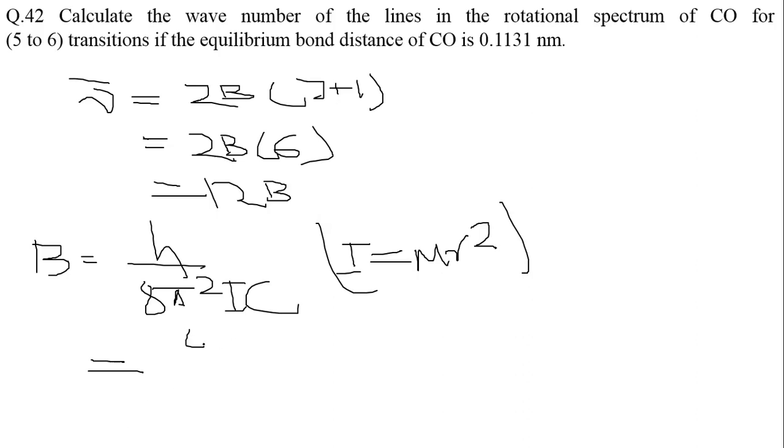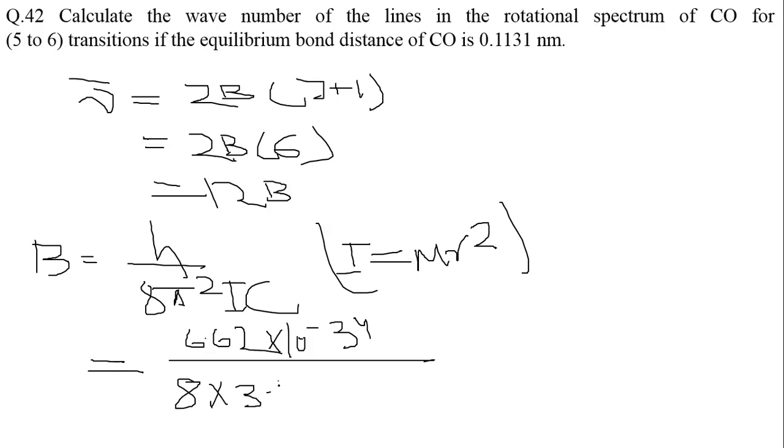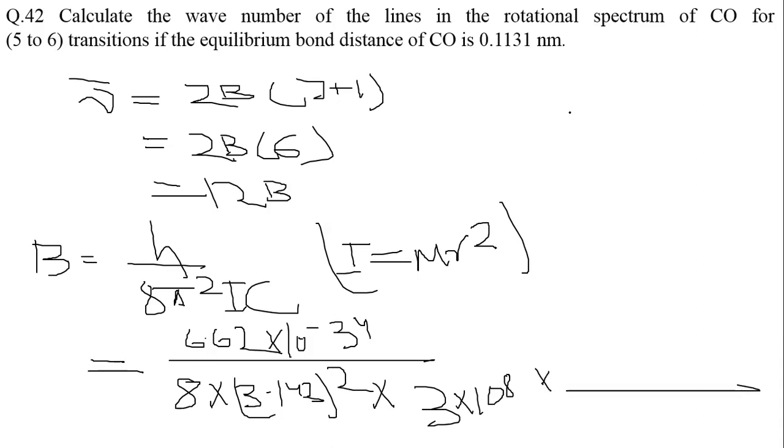So B will be how much? 6.62 into 10 to the power minus 34 divided by 8 into 3.142 square into C, which is 3 into 10 to the power 8, into what will be the value of I? The value of I will be mu r square, mu CO into r square.